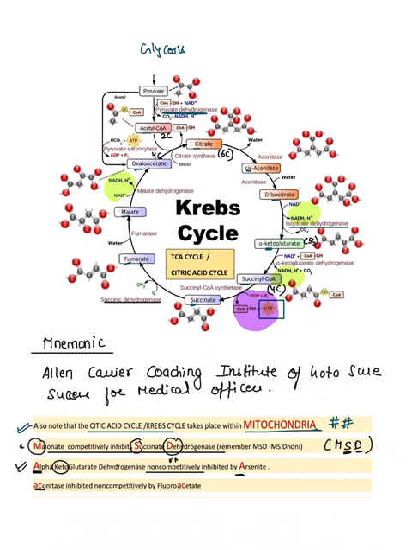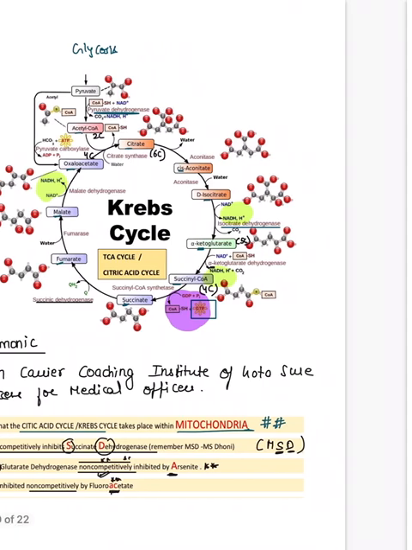Now the alpha ketoglutarate dehydrogenase complex is inhibited by arsenite, and this is non-competitive. Remember, keto things are non-competitive. You know, keto is very good for weight loss, so this is non-competitive. Aconitase is non-competitively inhibited by fluoroacetate. In the name only, AC comes: aconitase, fluoroacetate.